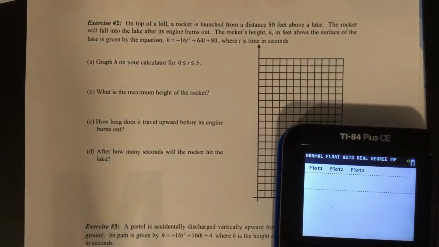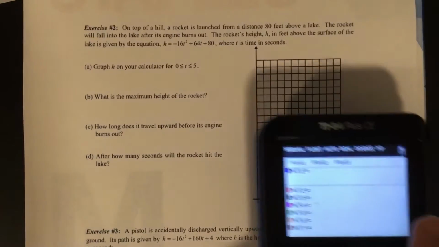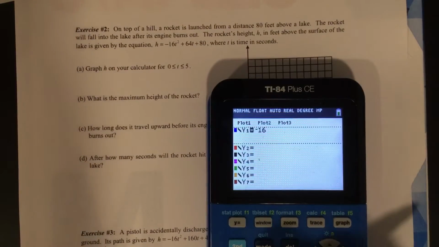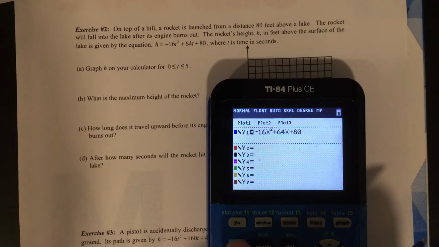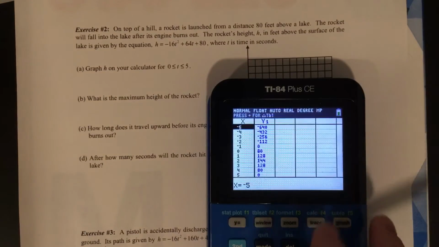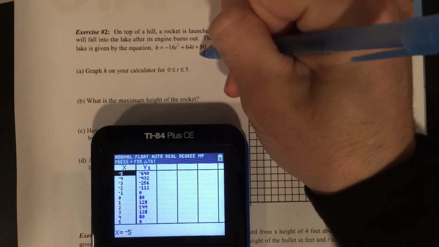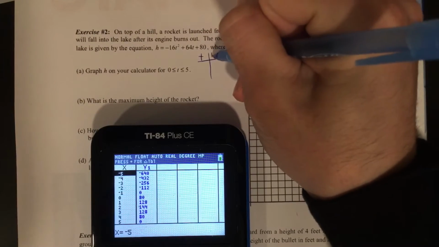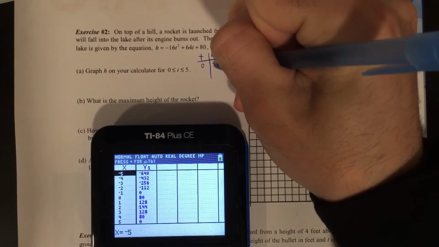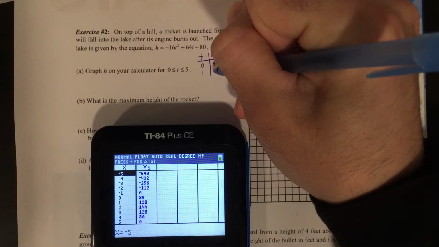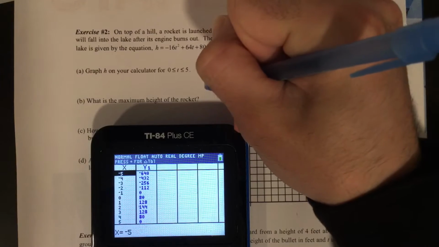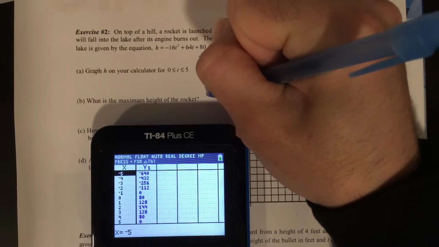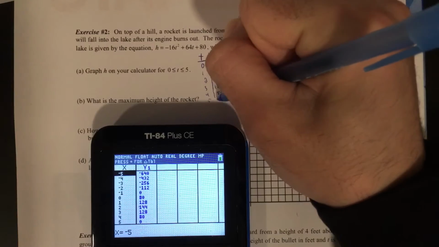Graph h. I'm going to clear this out just so I can keep showing you here. Negative 16x squared plus 64x plus 80. And it tells me to use the table. So I have these values here, t and h: 0 is 80, 1 is 128, 2 is 144, 3 is 128, 4 is 80, and 5 is 0.